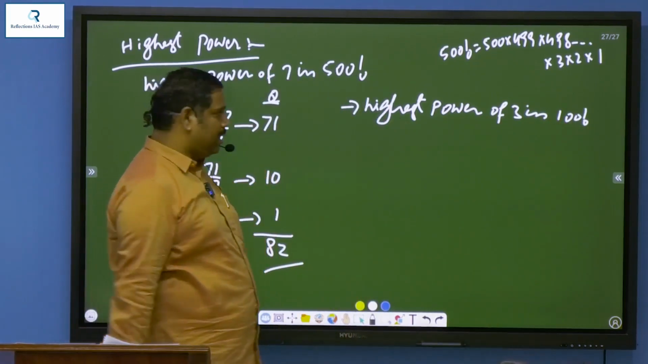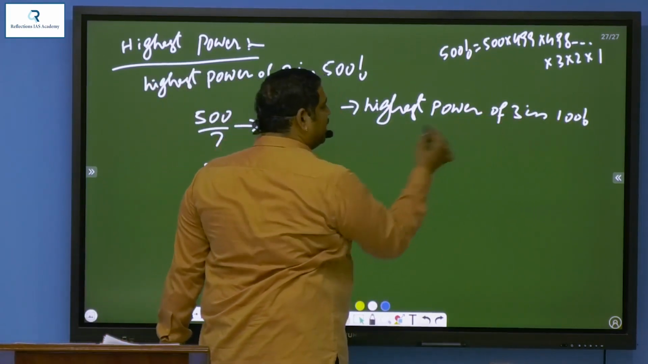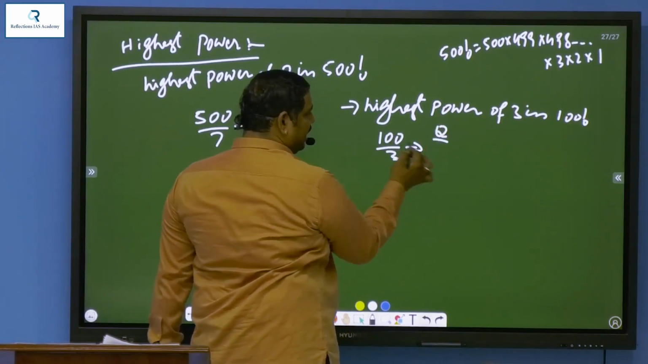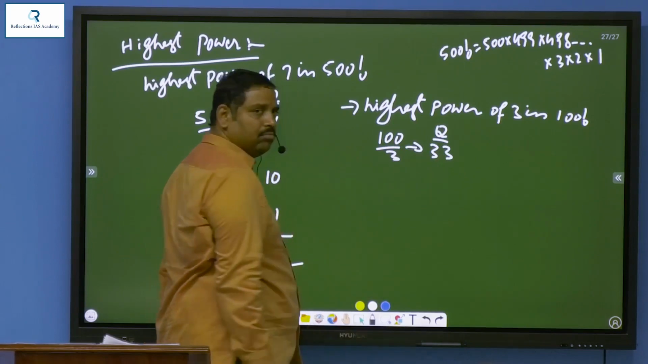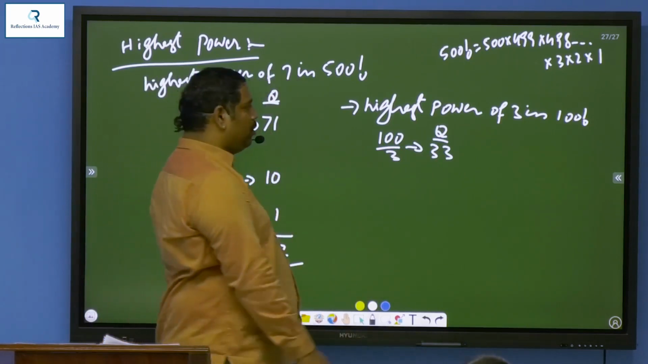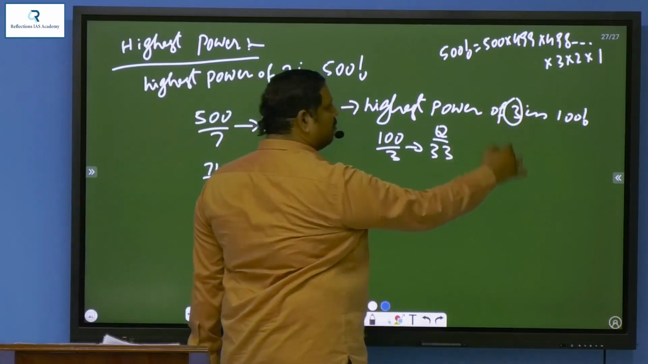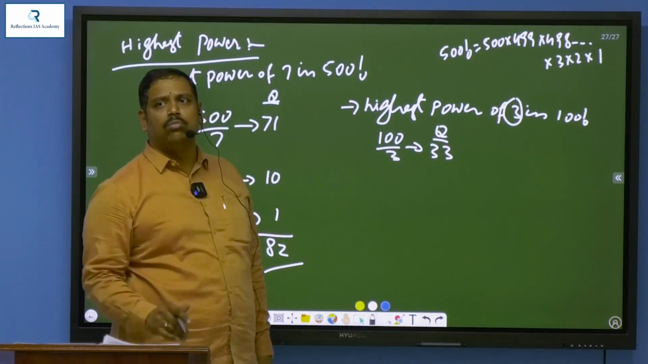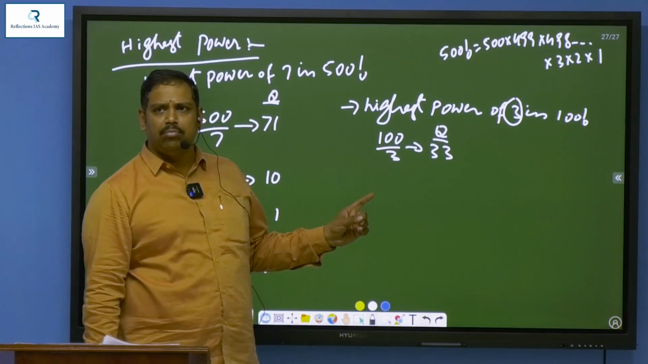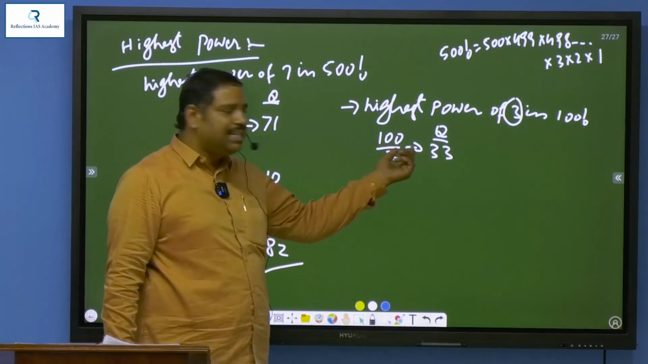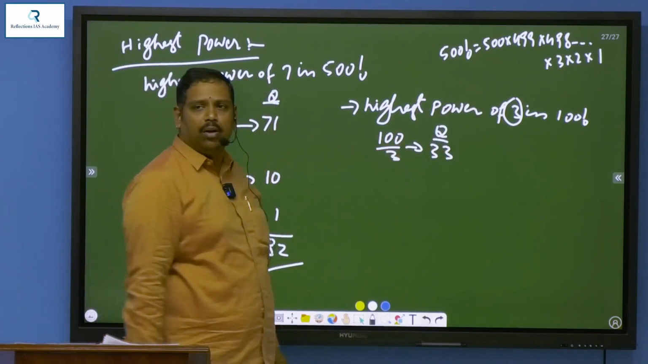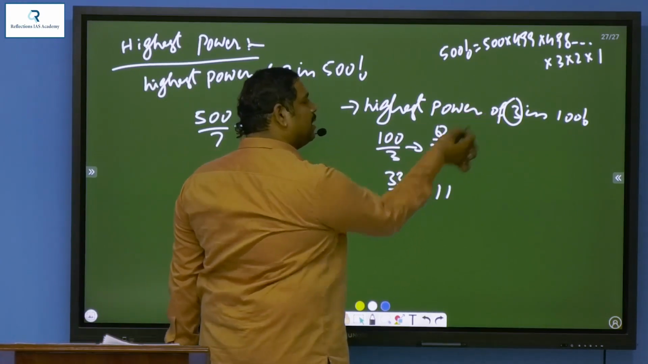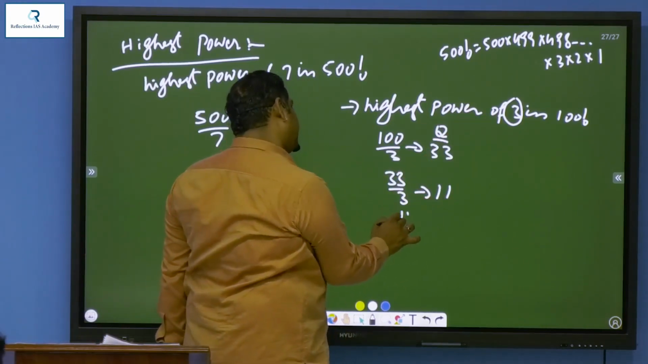So what you have to do is 100 by 3. Only the quotient, 3 threes, 33. Now, since you are asking about the highest power of 3, this value should be less than 3. Not even equal to, less than 3. Is it? Then continue the same procedure, means this 33 by 3. How much you have? 11. Is it less than 3 at least? No. Continue, 11 by 3.